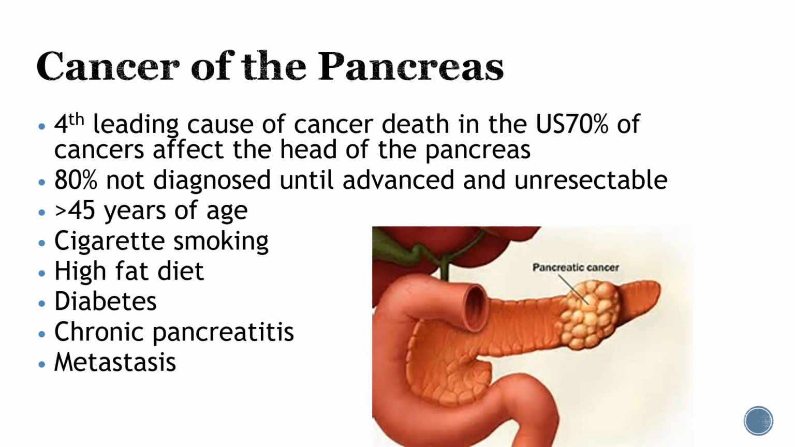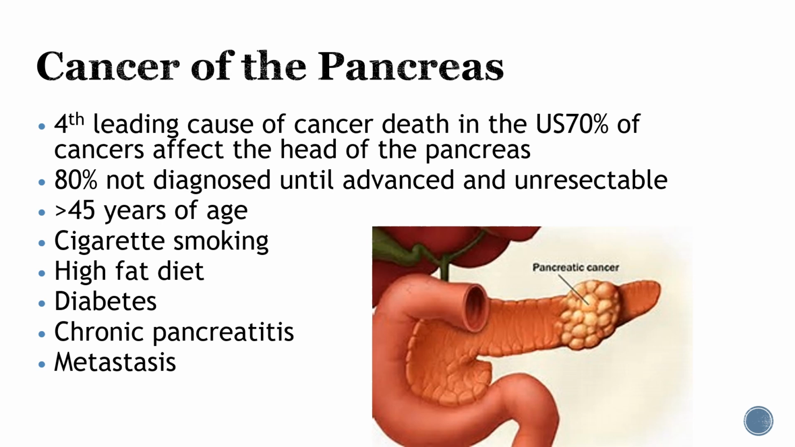So cancer of the pancreas, 4th leading cause of cancer death in the US. 70% of cancers affect the head of the pancreas. So it's showing you there in that picture a tumor in the head of the pancreas. 80% are not diagnosed until advanced and unresectable, meaning that they're so advanced we can't take them out. So hence why that's a really big leading cause of cancer death in the United States.